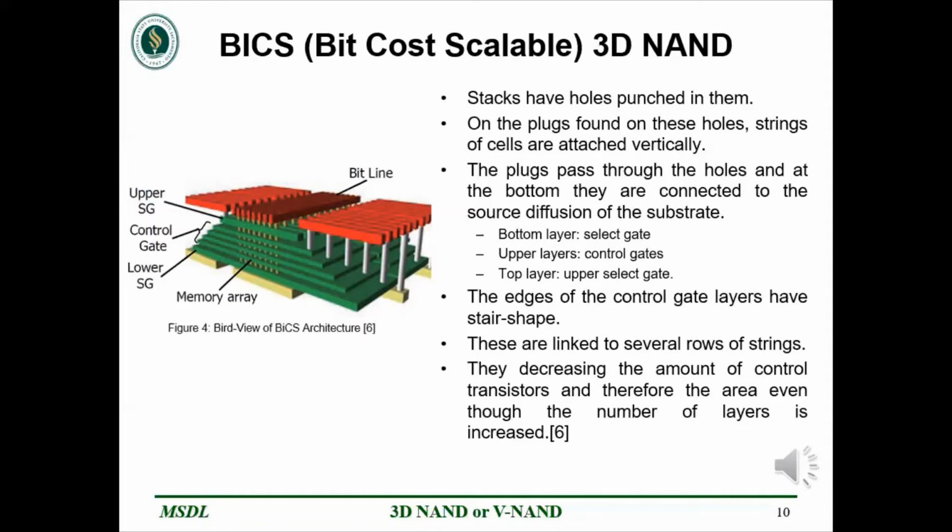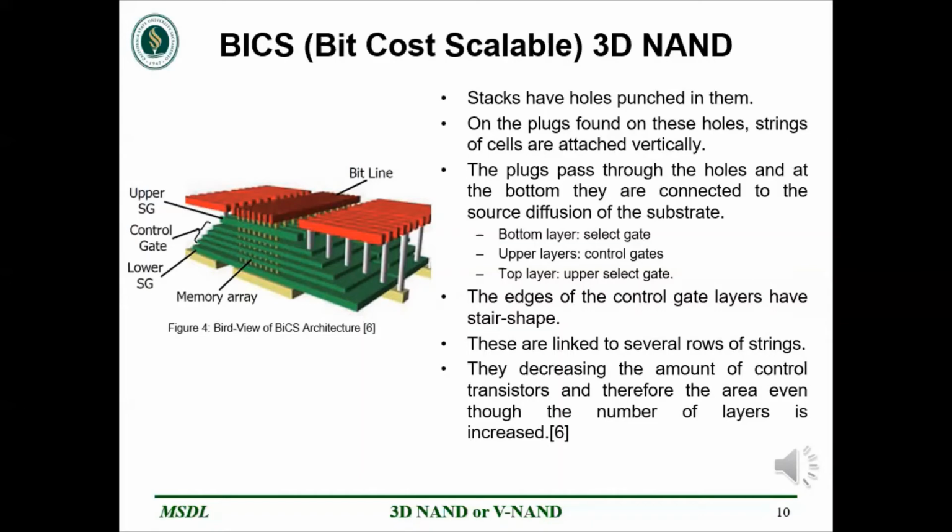Understand more about the bit-cost scalable 3D NAND. Figure 4 here gives a clear view of its architecture. As you can see, we have got multiple stacks of memory arrays laid one on top of the other. These stacks have holes punched in them, and on plugs found in these holes, strings of cells are attached vertically. The plugs pass through the holes, and at the bottom they are connected to the source diffusion of the substrate.